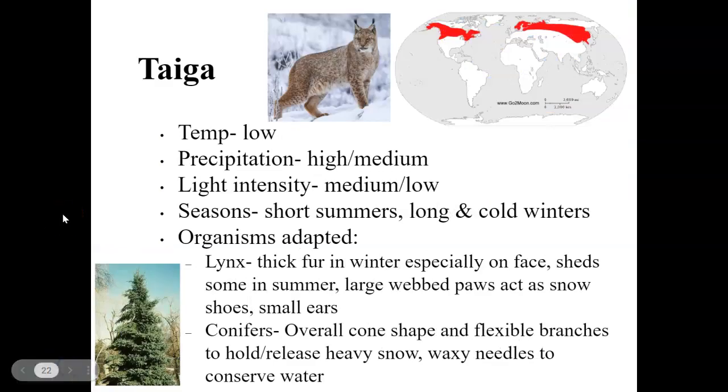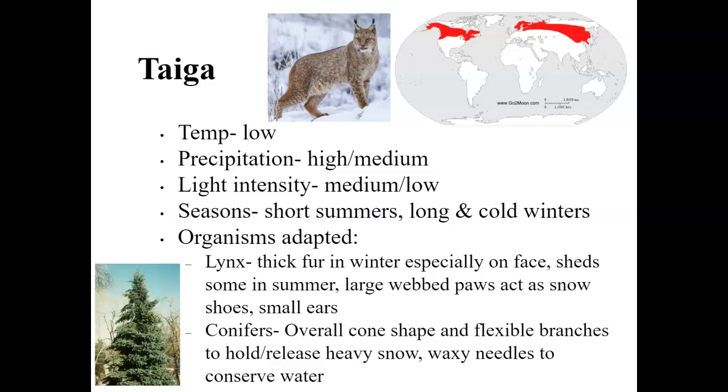The taiga. The taiga is typically found very, very high up in regards to latitude. It has low temperatures. It's very, very cold up towards the poles. It gets a fair amount of precipitation, often in the form of snow. It will have seasons, however, it's going to have a much shorter summer and a very long and cold winter. And again, it will have organisms that are highly adapted that can survive that type of extreme temperature fluctuation.